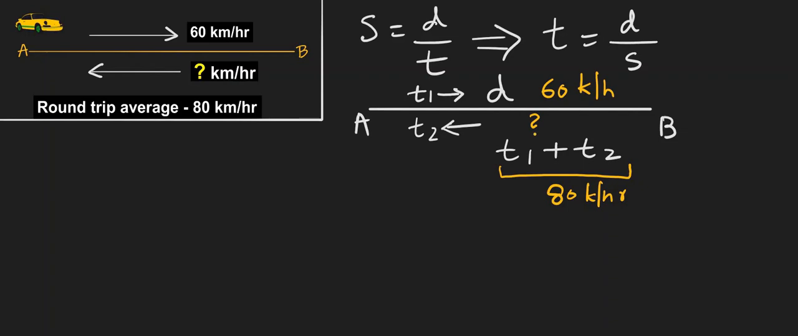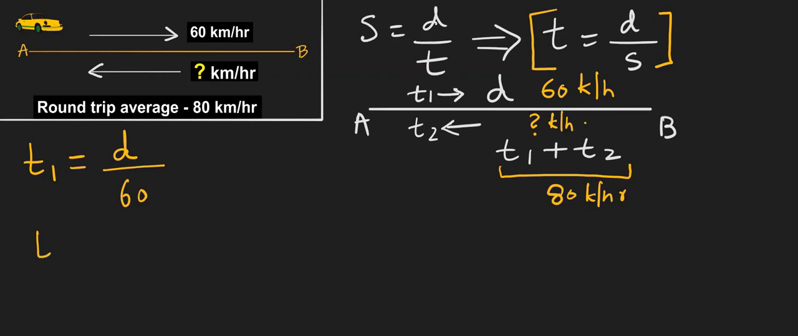So let's focus on this formula and plug some numbers here. We can write for the distance from A to B, the time it takes is t1, equal to distance is d that we've assumed, and the speed that it travels from A to B is 60. And for the return trip, the time it takes is t2. The distance remains the same, d, and the speed we have to find out, we'll assume x.